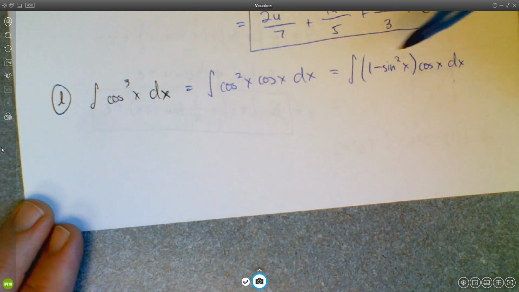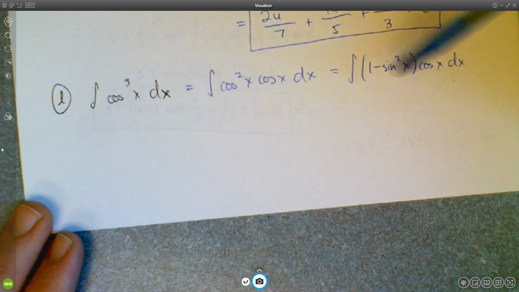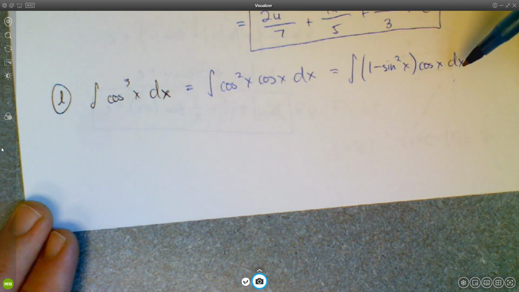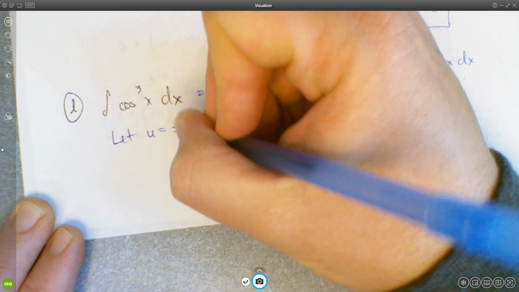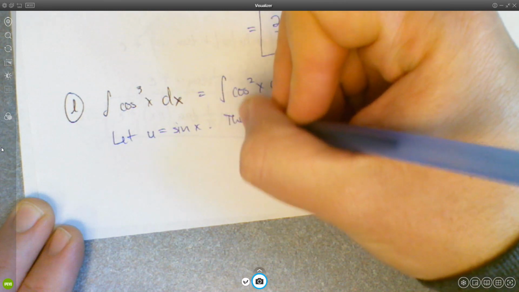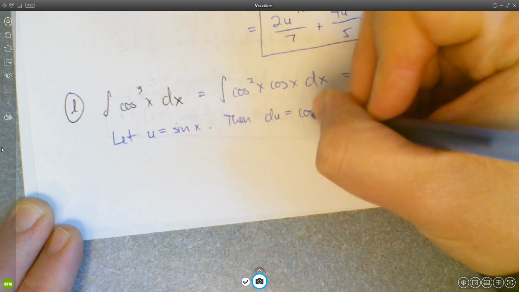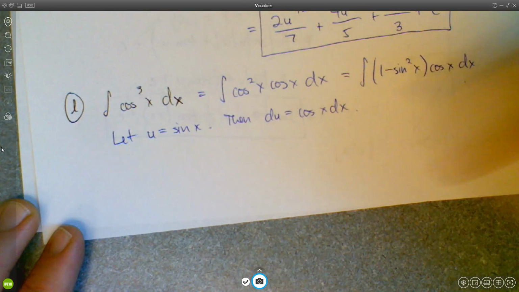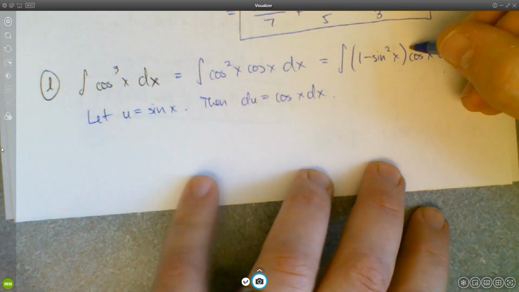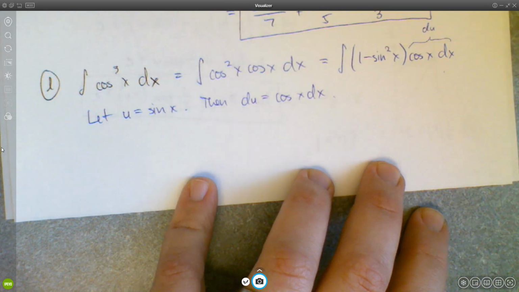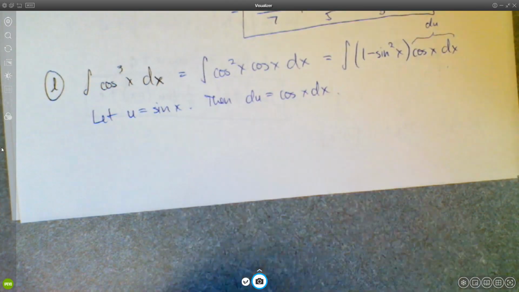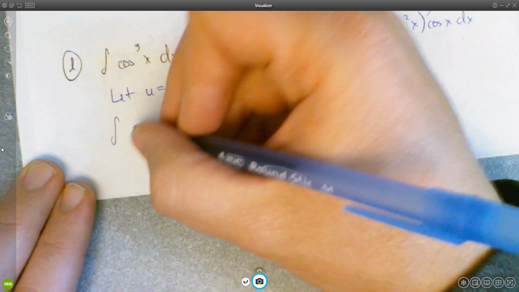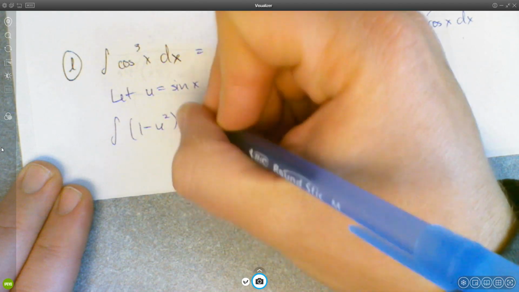Now I can do a u substitution, right? I can let u be sine x, and then du is going to be cosine x dx, right? So this thing gets replaced with du, and this is just u squared, so this is going to be 1 minus u squared. So I'm going to have 1 minus u squared du.